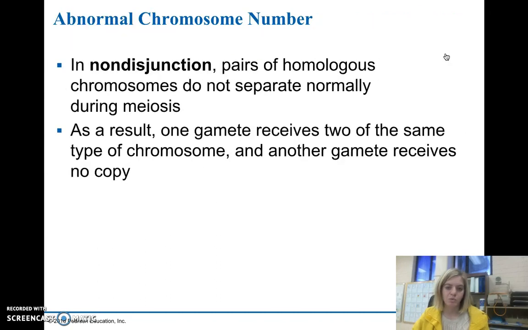So one of the biggest ways that we get changes in our organisms is by abnormal chromosome number. So in non-disjunction, as you can imagine based on the name, this means that pairs of homologous chromosomes do not separate normally during meiosis 1. So typically what happens is one gamete will receive two of the same type of chromosome and another gamete receives no copies. So you might see one gamete gets 2 copies of chromosome 21 and the other one gets 0. And as you can imagine, when they fuse with another gamete, that can result in an abnormal chromosome number.